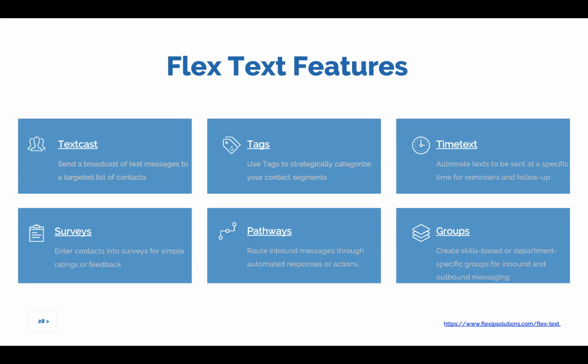And then time text, think of these as your appointment reminders or alerts. There are a few different functions in there, but typically it's appointment reminders. But you can also send out broadcast messages and different things via time text. So you can basically set it, like if I wanted to send something out August 1st, I can set something up in our system to send out a text message on August 1st.